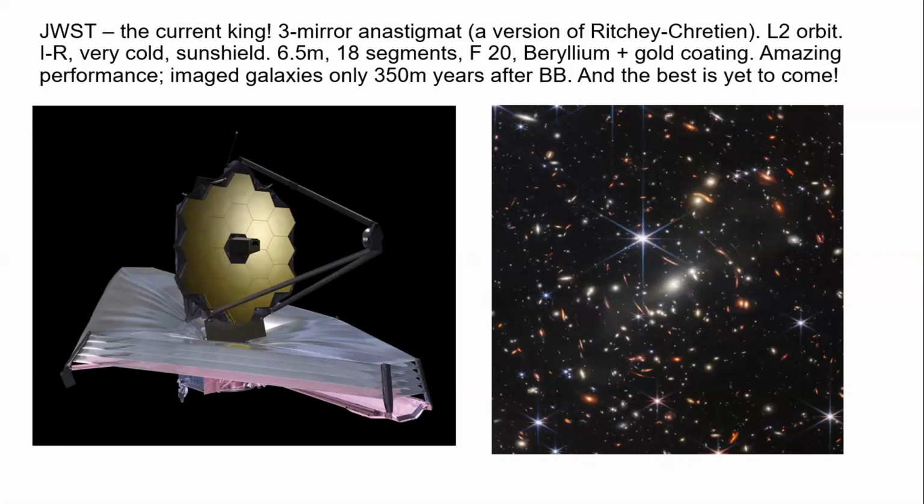Anyway, a little bit about it. It's again a segmented mirror because you couldn't put a telescope as big as that inside the rocket that launched it. 18 segments. The final focal length is f/20. The mirror is made of beryllium because of very low expansion. The mirror has to cool down. Gold coating, which is very good for reflecting in the infrared.